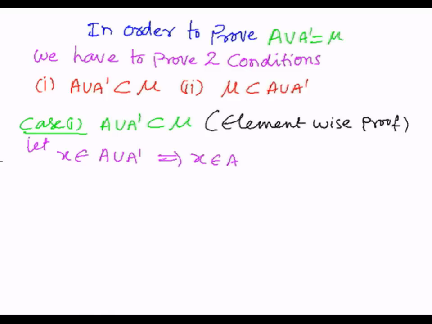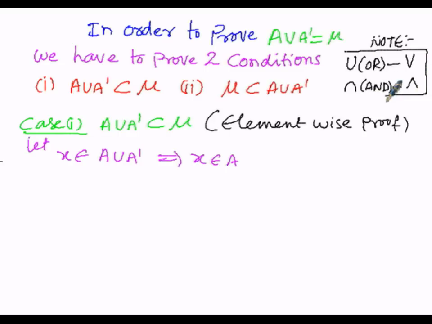So here let us write the note. So under the note, union is nothing but OR. We can represent it by means of the V, which is the symbolic notation of the union or OR. Then intersection, which is nothing but AND, we can denote by means of the inverted V. So based upon these two symbolic notations, we are going to perform the proof.